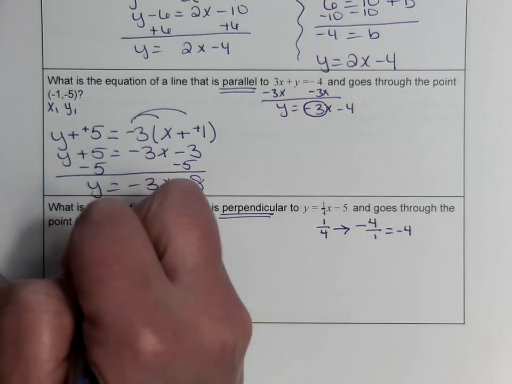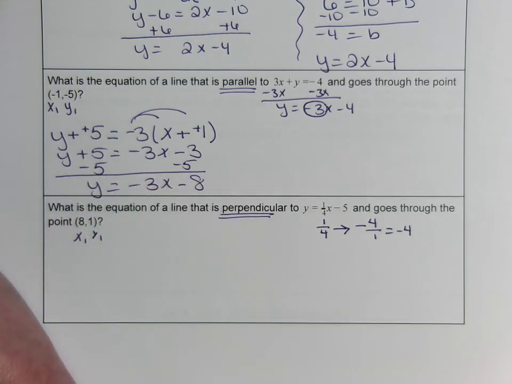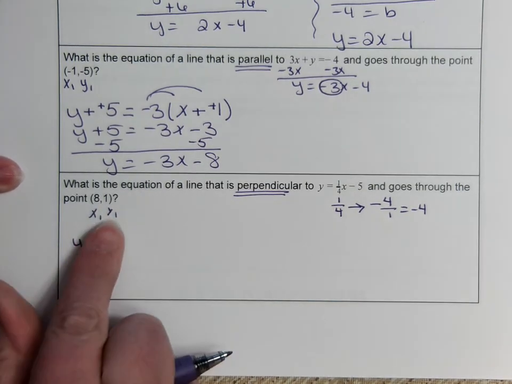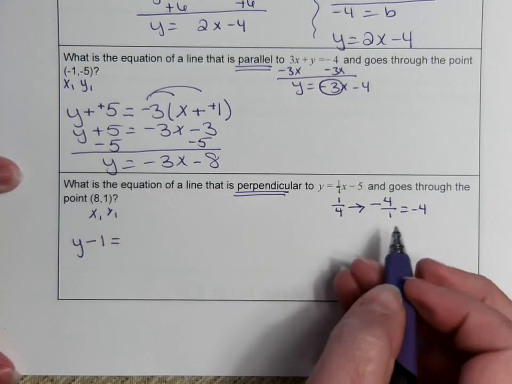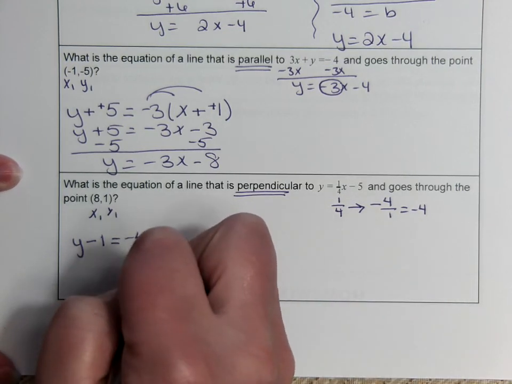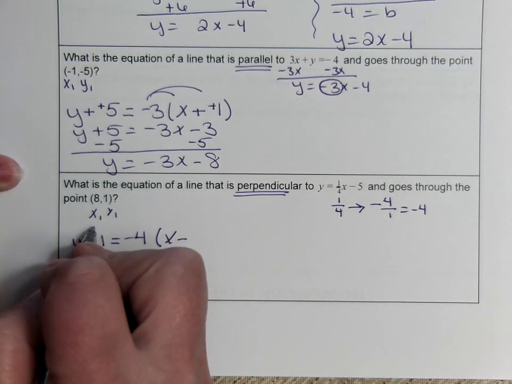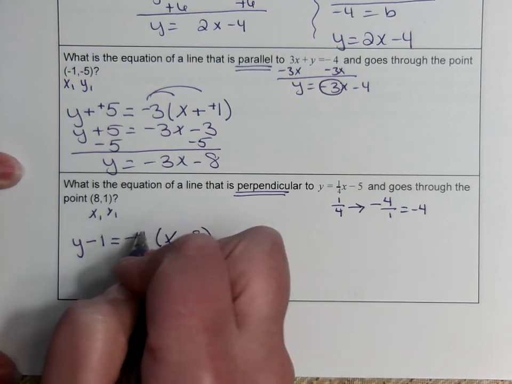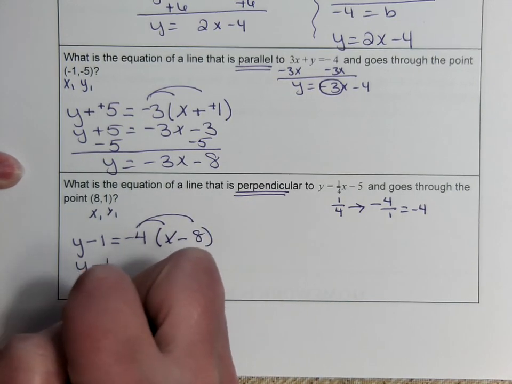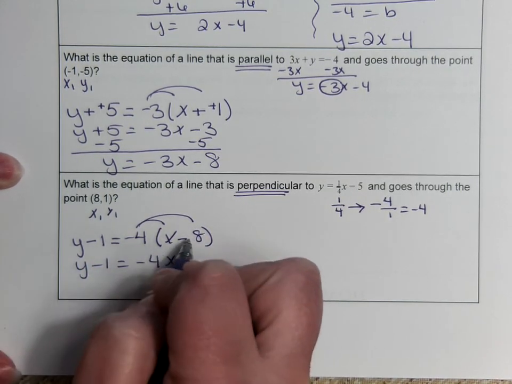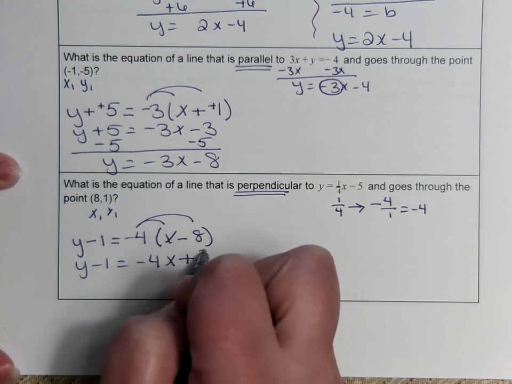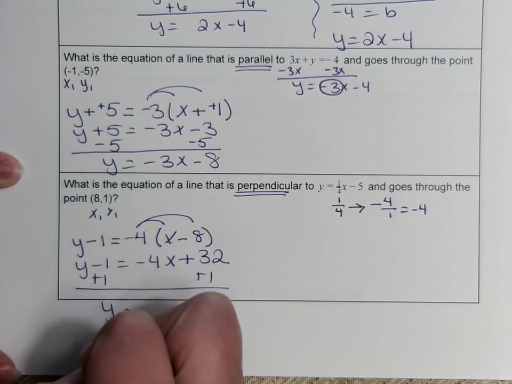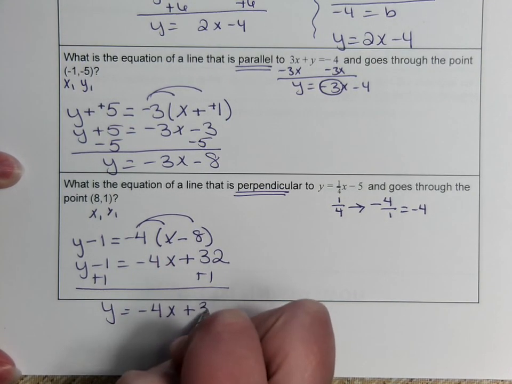And we have our point (8, 1). So that's our x1, y1. Let's plug it into our formula. So y minus the y value, 1, equals our slope, -4, times x minus our x1 value of 8. Then let's solve for y. We distribute the -4. So we get -4x, a negative times a negative is a positive, 32. Add the 1, and y equals -4x plus 33.